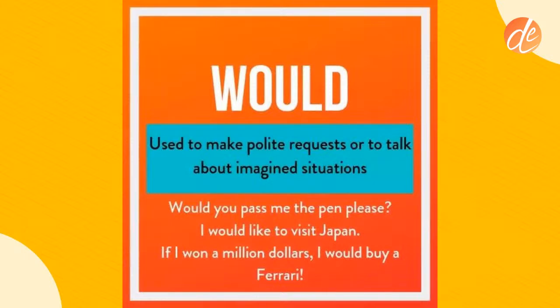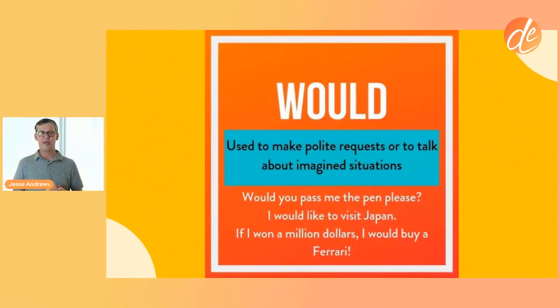And again, as I mentioned at the beginning of the class, that L is silent in all of these words. So in this, it's pronounced just like we would pronounce the word madera in English, which is wood. All right, and would is basically used to make polite requests or to talk about an imagined situation. So again, two kind of different examples here. Would, when we're saying a polite request.